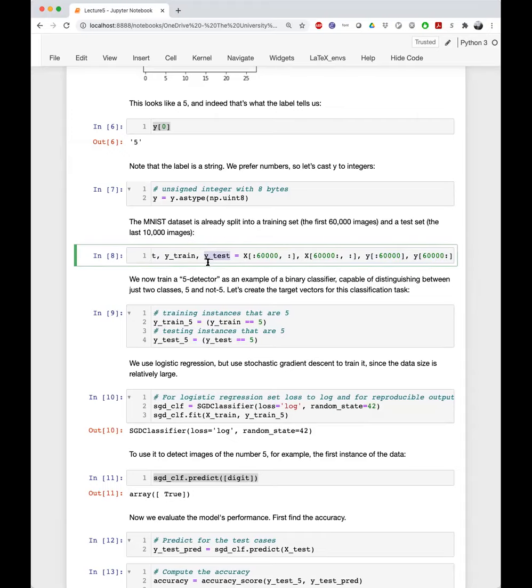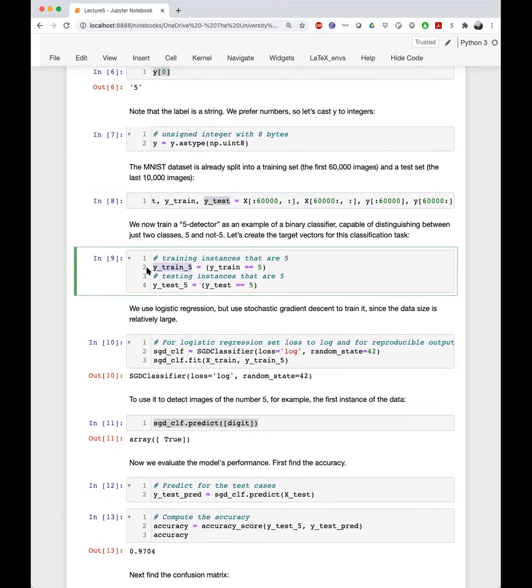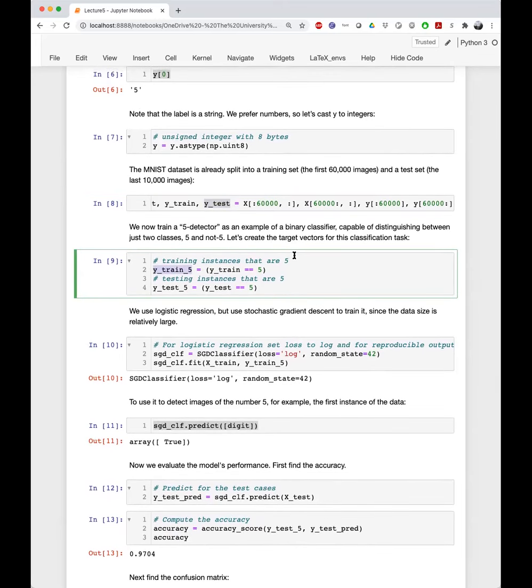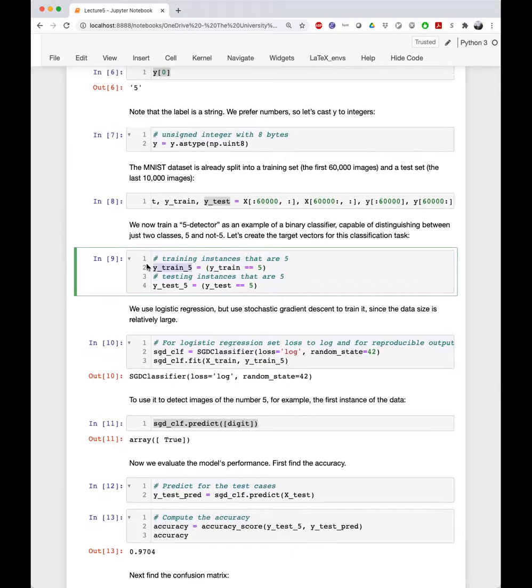All right, then we'll build a 5 detector, 5 versus non-5. We will just do a simple binary classifier. So we need to get the correct label, because now our label is not just 1 and 0. It has 1, has 0, has 2, has 9. And what we need to do is something we did before. So we compare our label with 5. If it's equal to 5, it's 1. If it's not equal to 5, it's 0. So we get a new label.